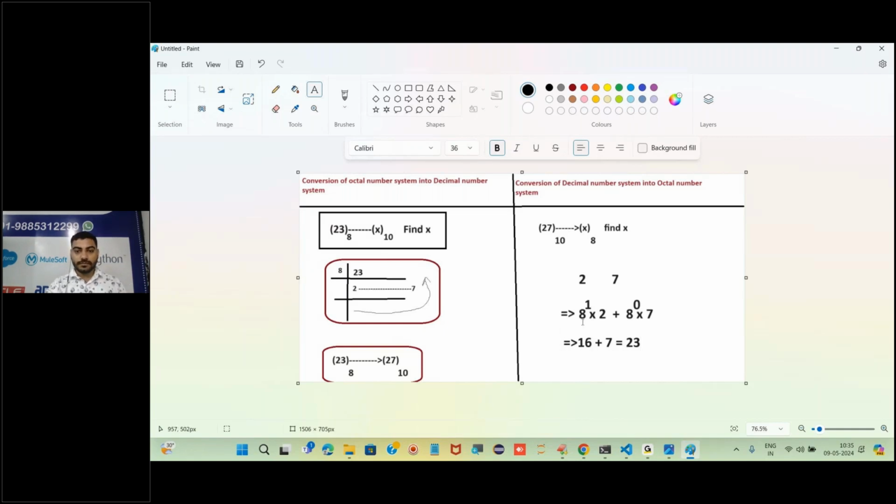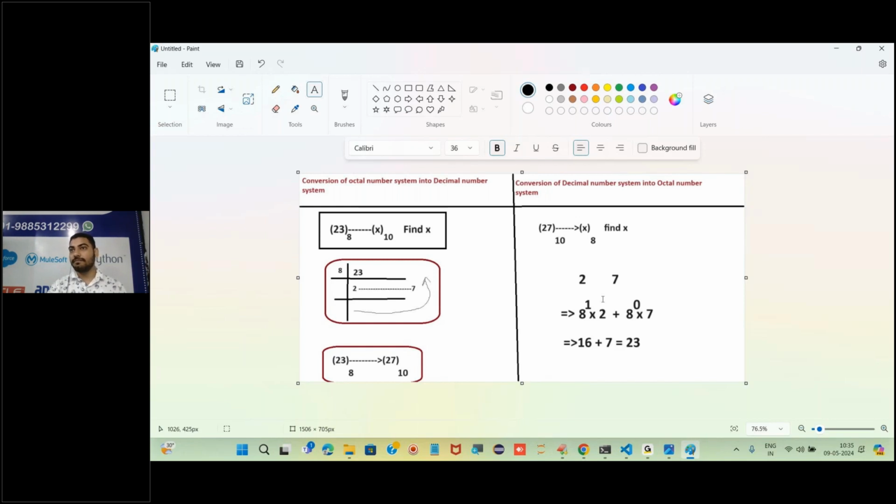Are we getting the same number? Got it? So this is a decimal number, right? And to convert this decimal number into octal, whatever the number, we have to take the power of the base and multiply with that number. So here 8 power of 0 multiply with 7, which is nothing but 1. Anything power of 0 is nothing but 1. So 8 power of 0, which is 1, multiply with 7, it is 7. Plus 8 power of 1, 8 only. 8 multiply with 2, what is it? 16.